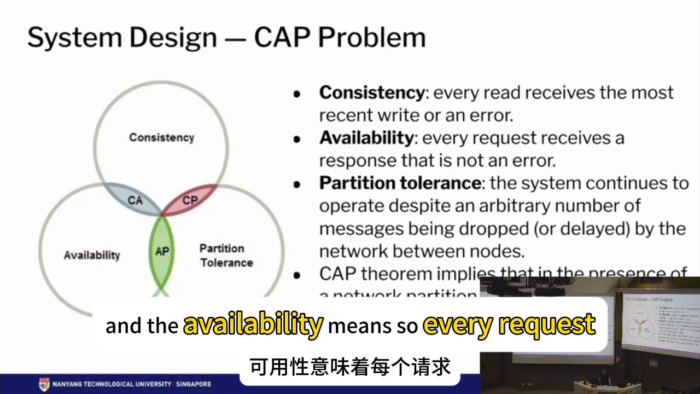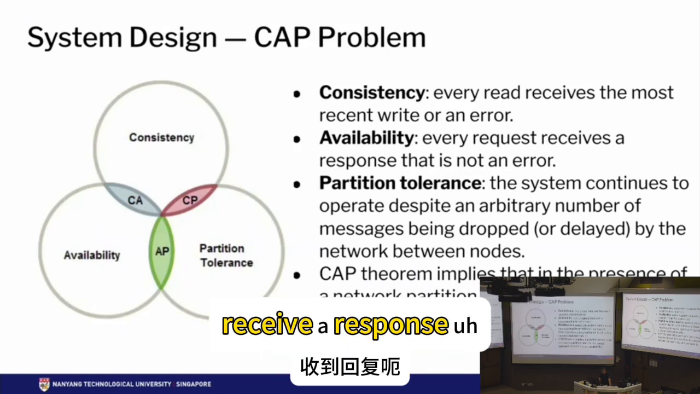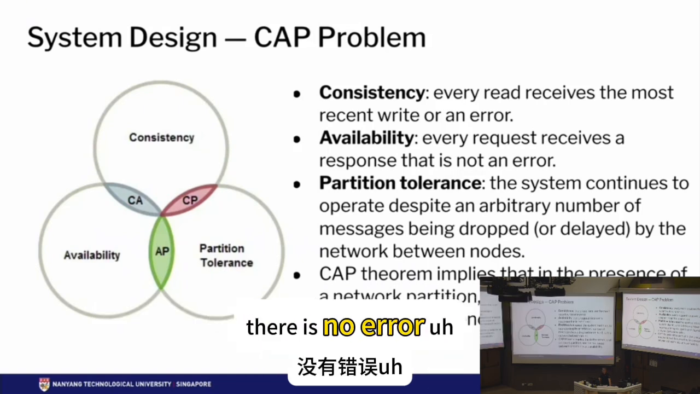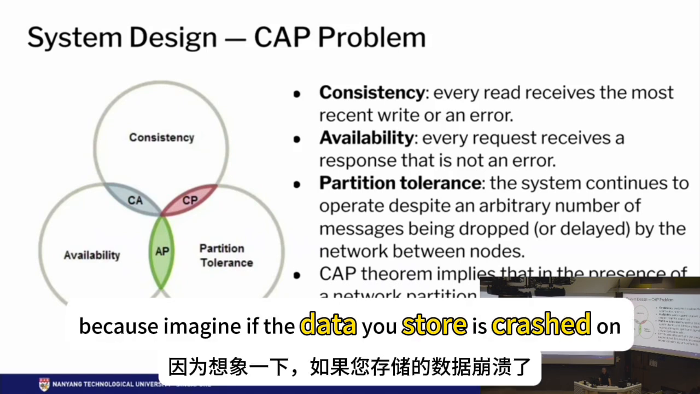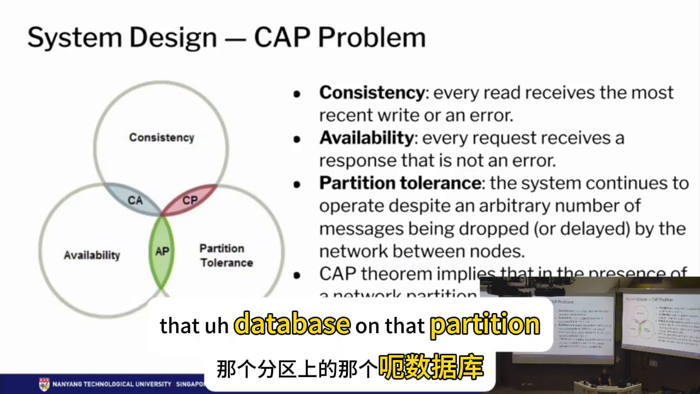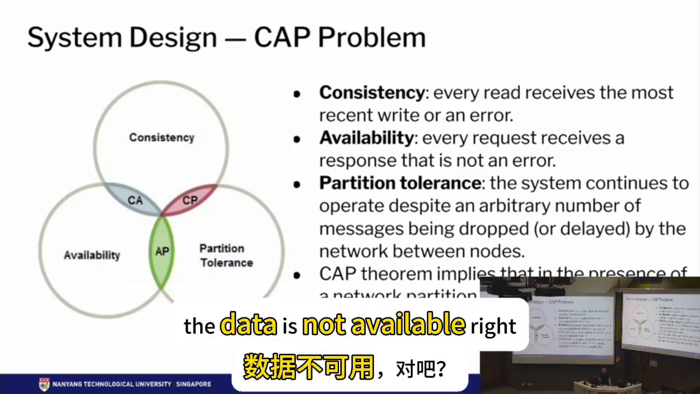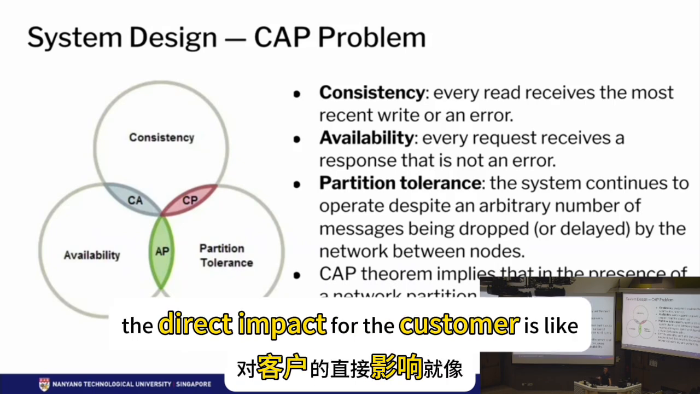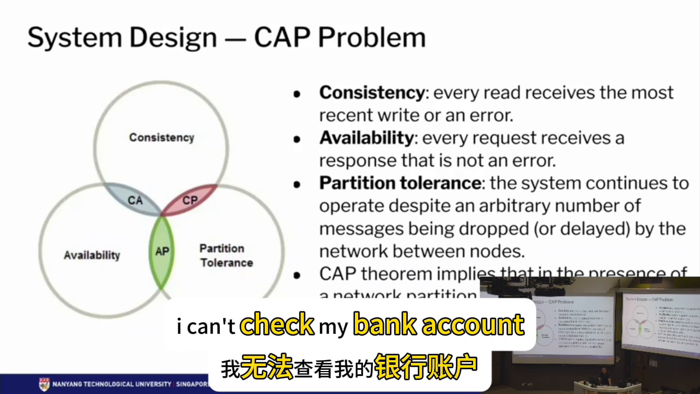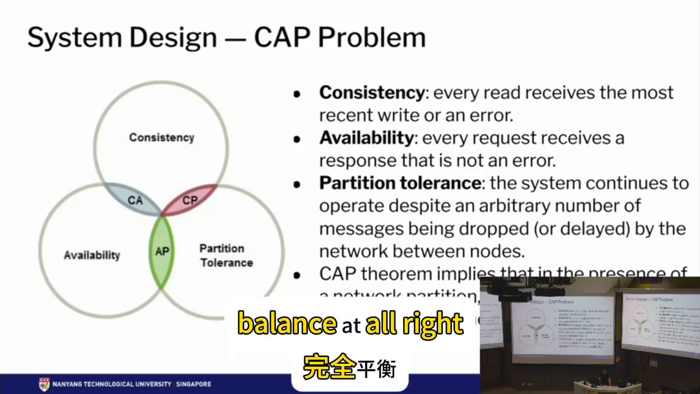And availability means every request receives a response, with no error. Because imagine if the data you store has crashed on that database, on that partition. You want to retrieve the data from that partition, and the data is not available, right? The direct impact for the customer is, I can't check my bank account balance at all, right?